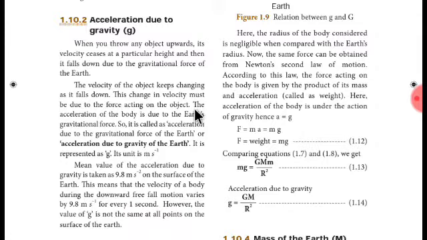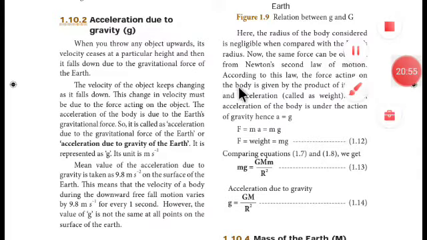right? Okay, the acceleration of the body is due to the earth's gravitational force. Yes, I said that. So it is called acceleration due to gravitational force of the earth, since the earth's gravitational force is acting on the ball, and it is making the ball get some acceleration.